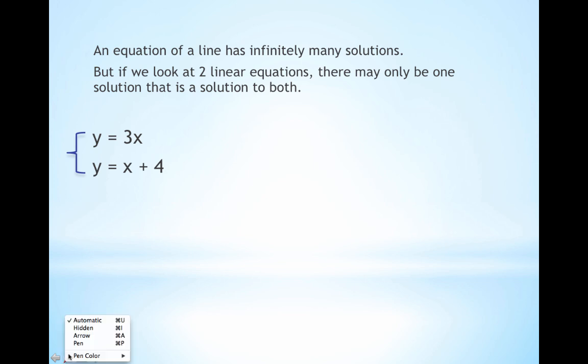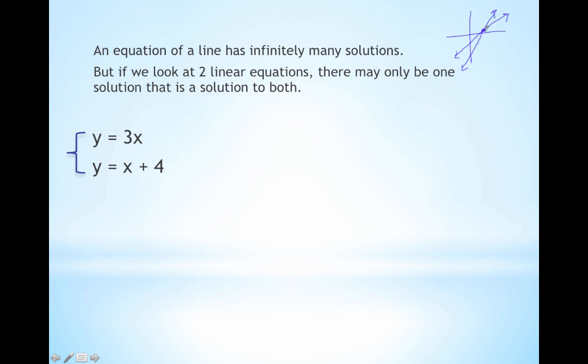All right, so an equation of a line has infinitely many solutions. What does that mean? Well, if I were to graph a line, you would see that there are an infinite number of points on the line. So there are an infinite number of solutions. But if I were to graph a second line here, you'll notice that there's only one point at which the two lines cross. Well, that point is a solution to both of these equations.